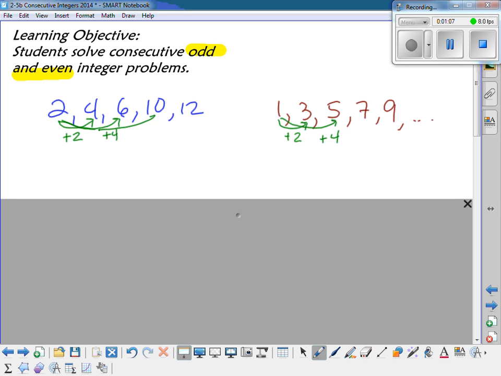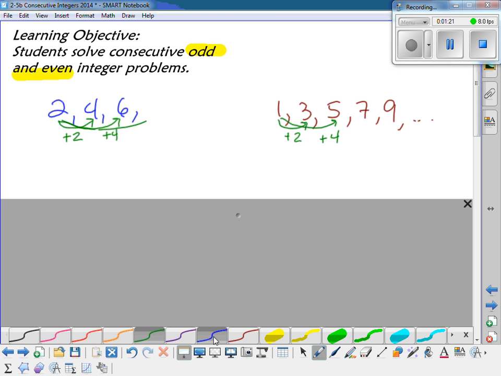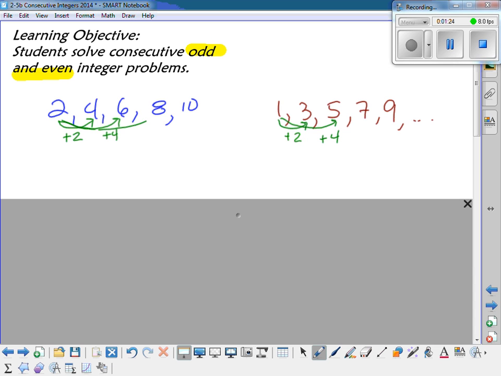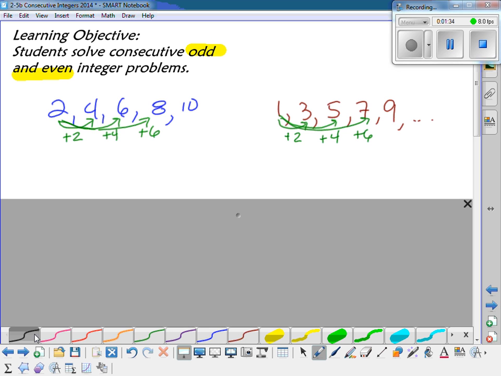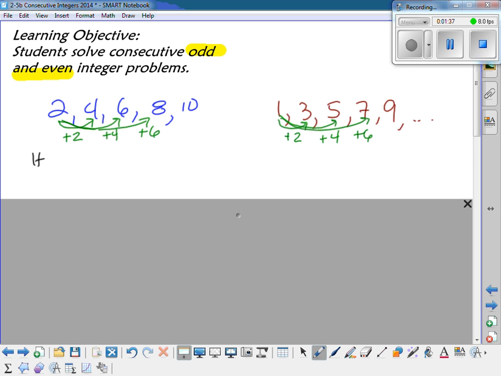What's it going to be when I go to 10? 8. Wait, did I skip a number? I forgot 8. Silly me. Yes, there's supposed to be 8 next, so that would be plus 6. And when I go from 1 to 7, it's plus 6. So does it matter if I'm dealing with odd or even numbers? No, it doesn't matter. What matters is that they are always 2 numbers apart.